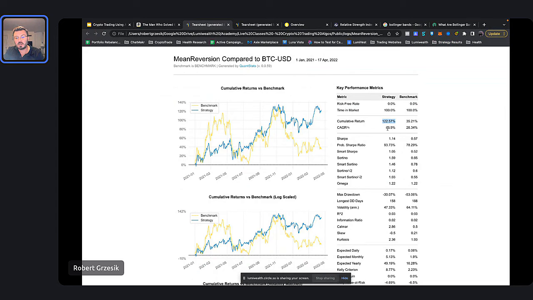Our annual return for this is a heck of a lot better too, right? So we're getting more than triple the return. Our Sharpe ratio is a lot better, which means that we're not only getting better returns, but we're also getting better returns without taking crazy risks, right? So Sharpe ratio is about double that of Bitcoin, right?